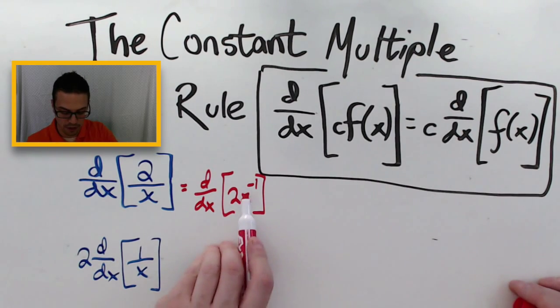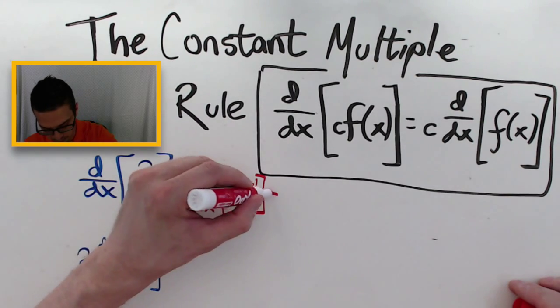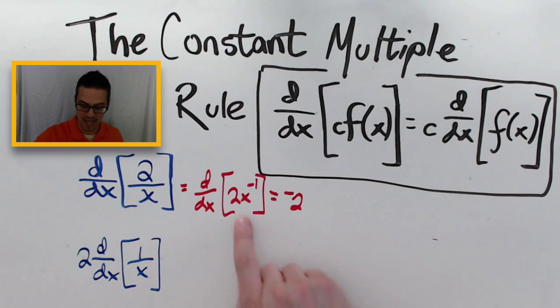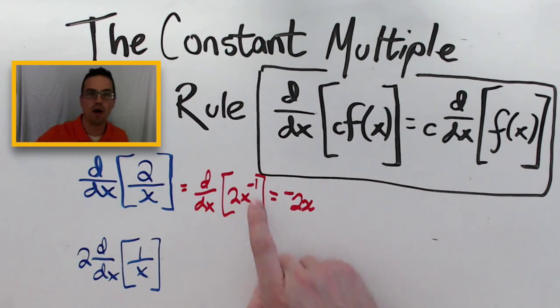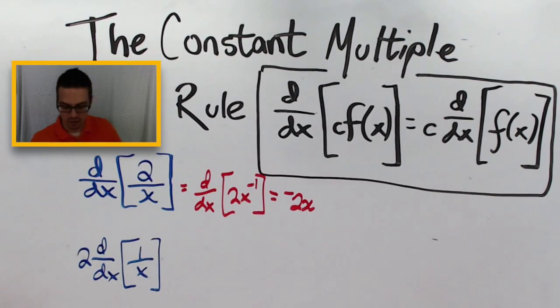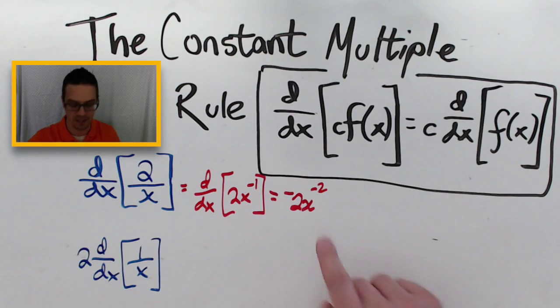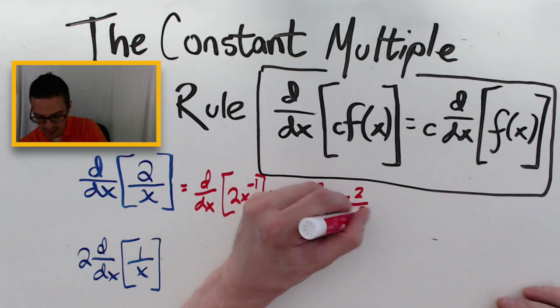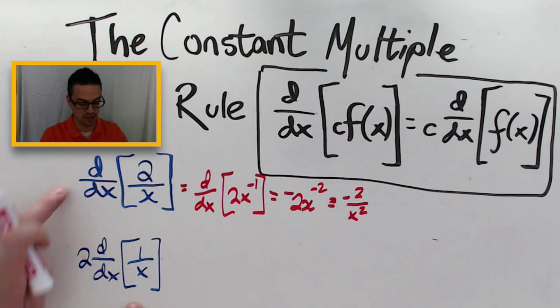So what I'm going to do is I'm going to take this negative 1 and put it in front and multiply it by that 2. So we get negative 1 times 2, which is negative 2, times x to the negative 1 minus 1. So negative 1 minus 1 would be negative 2. So you end up with negative 2 times x to the negative 2 power, which is equal to negative 2 over x squared.